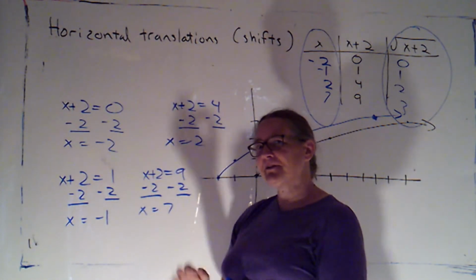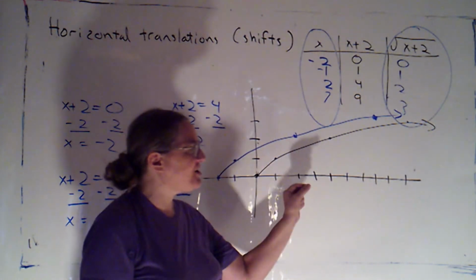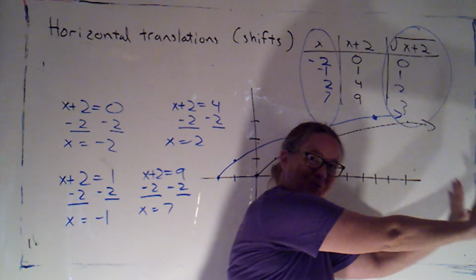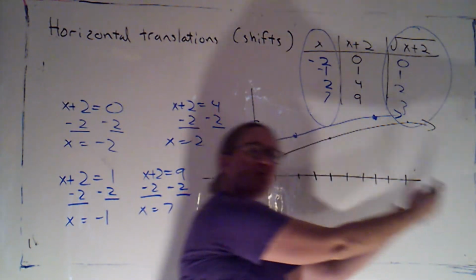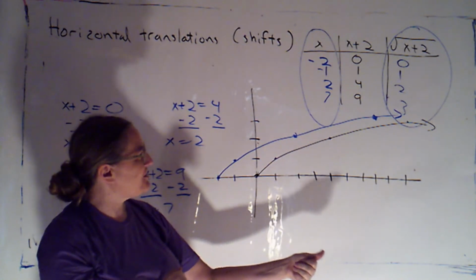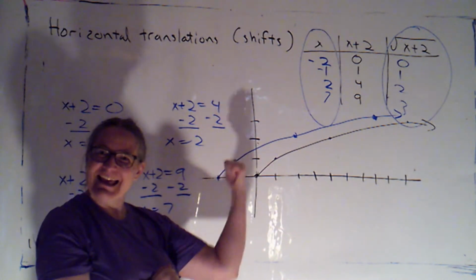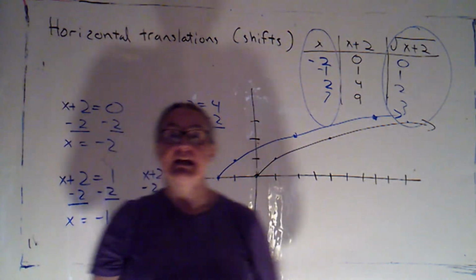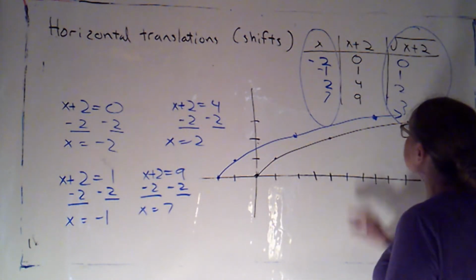But it may be a little bit surprising that when we added 2, we didn't move things 2 to the right, which would be in the positive direction. We moved things 2 to the left. So adding 2 actually shifted things in the negative direction. It shifted it 2 units to the left. And we can see why that's the case.